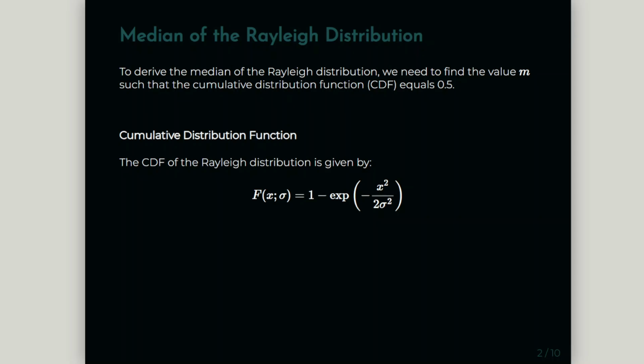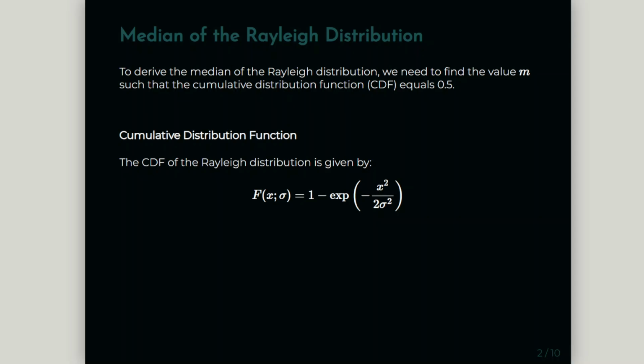In this case, the cumulative distribution function of the Rayleigh distribution is given as follows. Capital F of x, sigma, where sigma is the scale parameter which defines the Rayleigh distribution, is equal to 1 minus the exponential of minus x squared divided by 2 sigma squared.